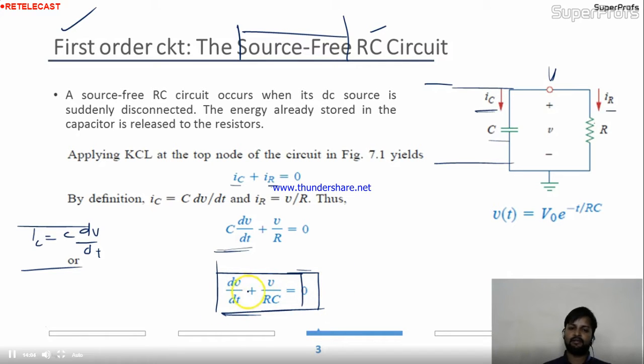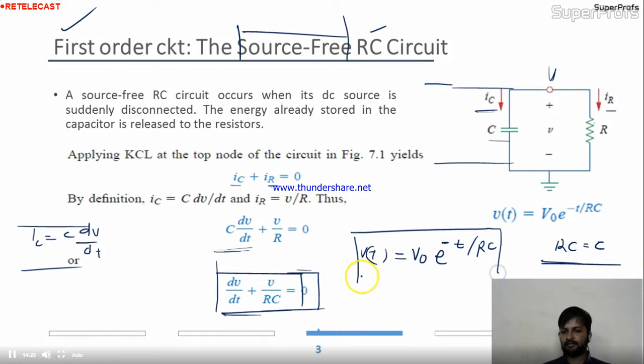So here, if you will solve it, you will get V(t) equal to V naught e to the power minus t by RC, where RC is nothing but time constant tau. Okay. So this is the very important equation. V(t) is nothing but V naught e to the power minus t by RC. This is the exponential decay you can see. Means if initially you have the value of voltage is V naught, now as the time will increase, this will decrease. Exponentially decrement is there.